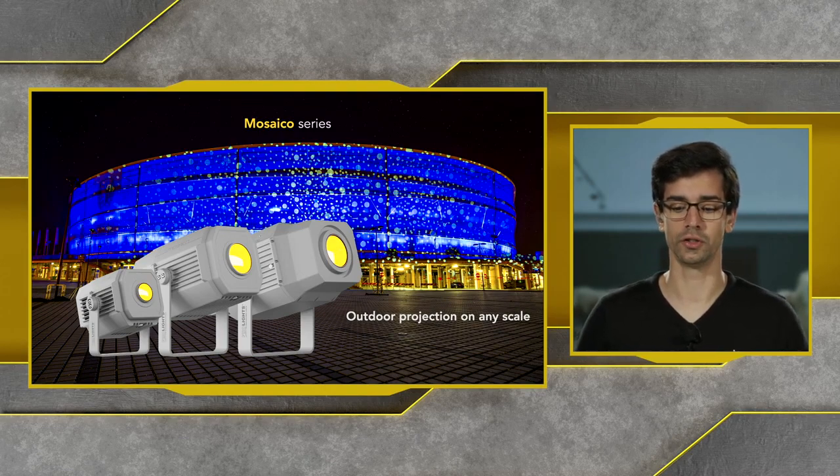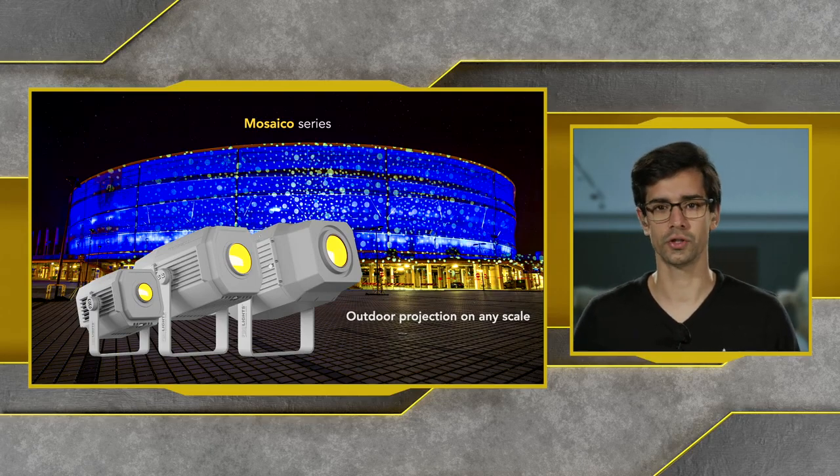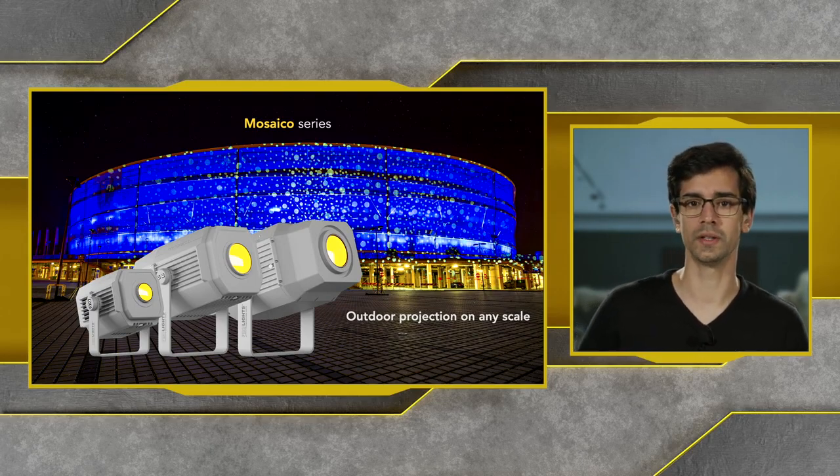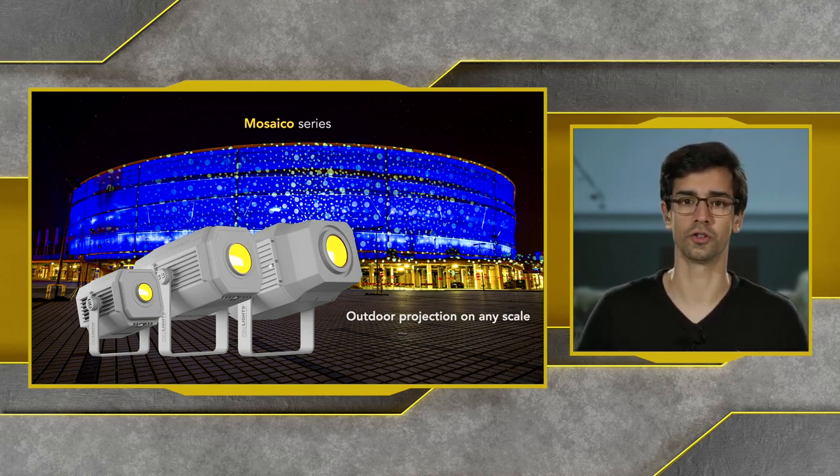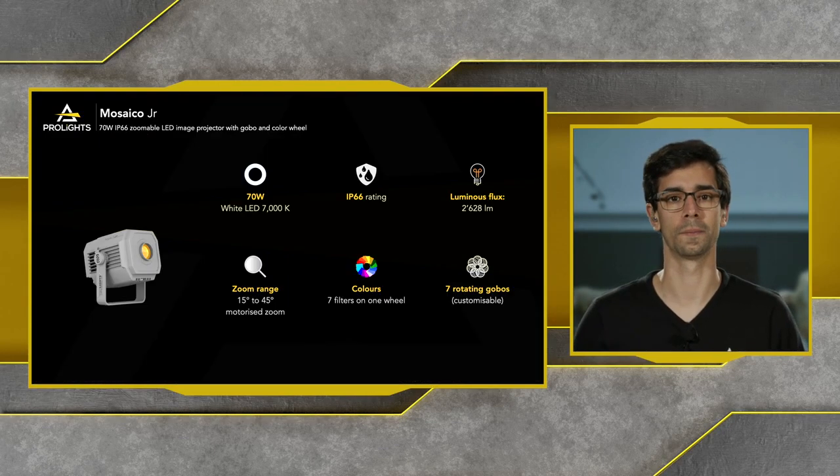We've got 3 different units that I'm going to show you now. These units have very similar features, however they come in different sizes and have different sources, and some of them will have more effects than the smaller units, and obviously that reflects on the final price of the units as well. So let's start with the Mosaico Junior.